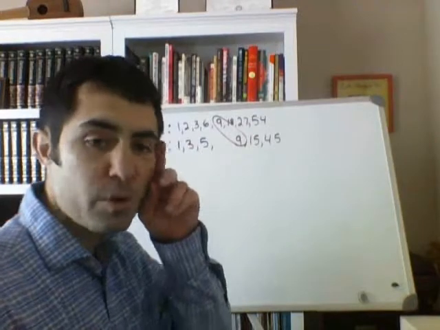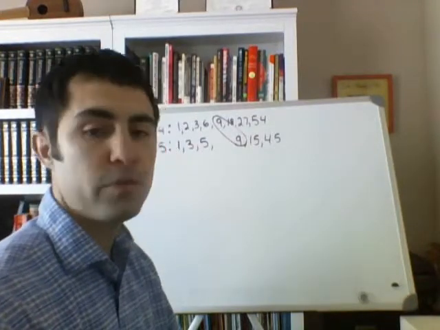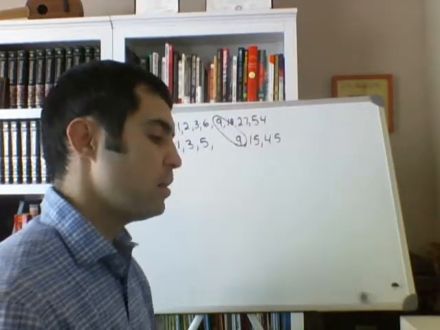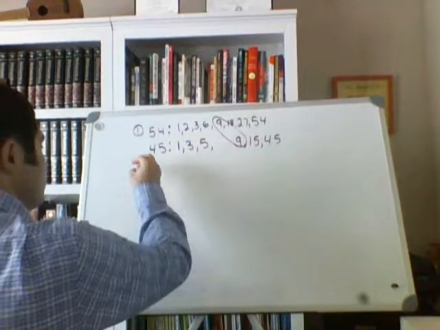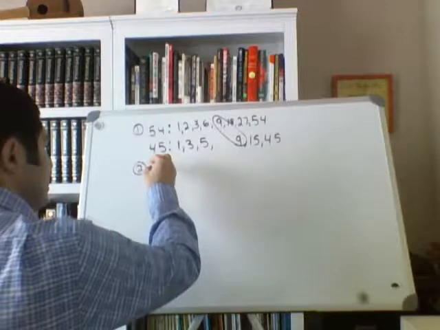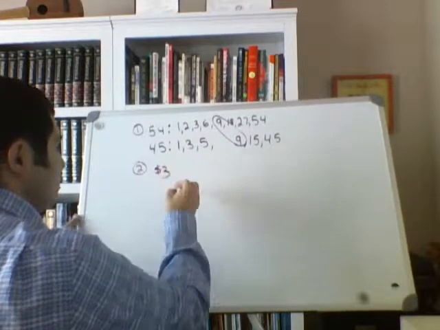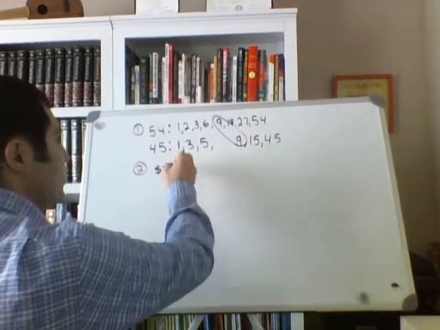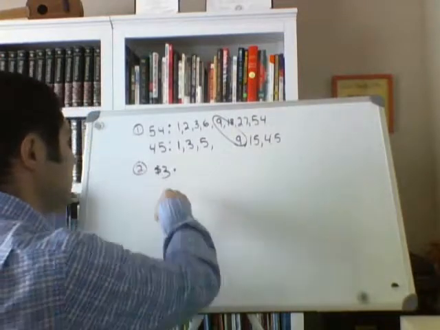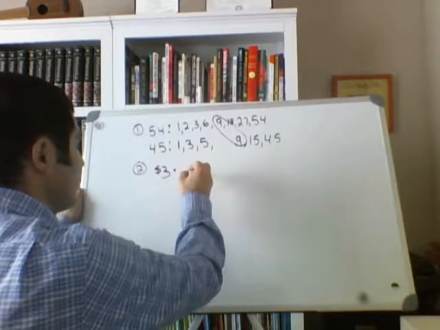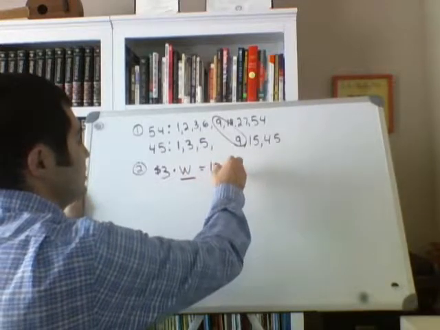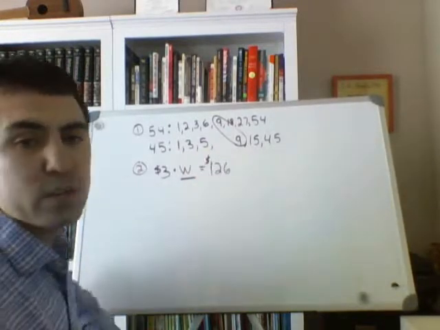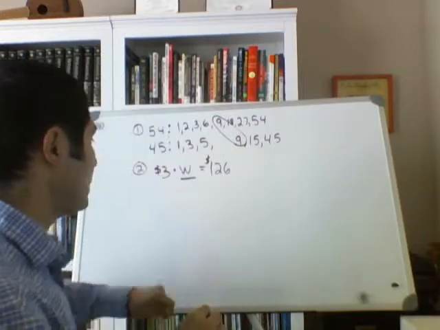Number 2, it says Roberto began saving $3 each week for a bicycle. The bicycle costs $126. How many weeks? So we know that he's doing $3 for every week, and we don't know how many weeks. So you're going to take 3 times however many weeks there are. So let's write 3W is going to equal $126. So how many weeks will Roberto have to wait?